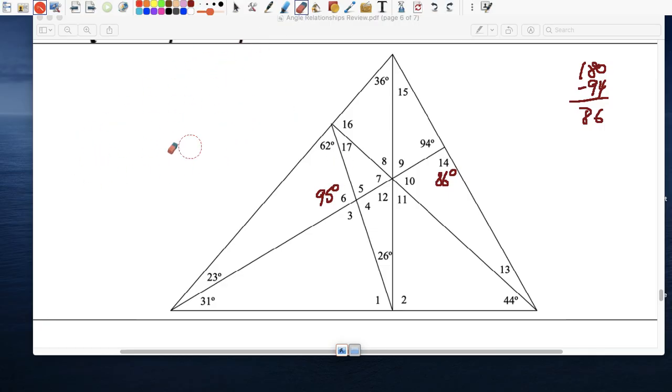And if that's 95 degrees, guess what angle 4 is? Oh, it's 95 degrees as well. Can we find angle 3? So we have this happening right now. This is 95. This is 95. Can you find this guy over here?